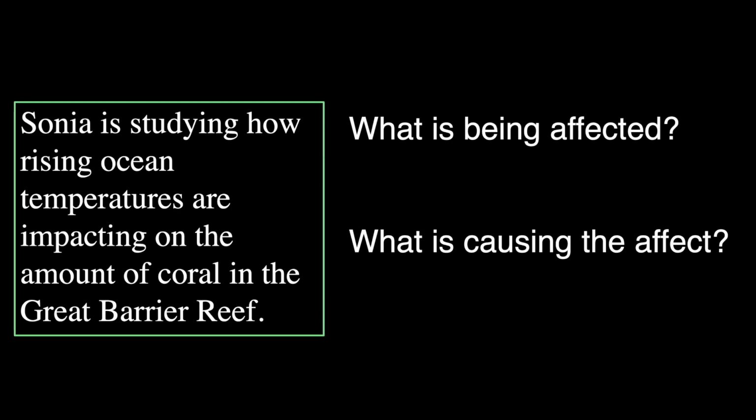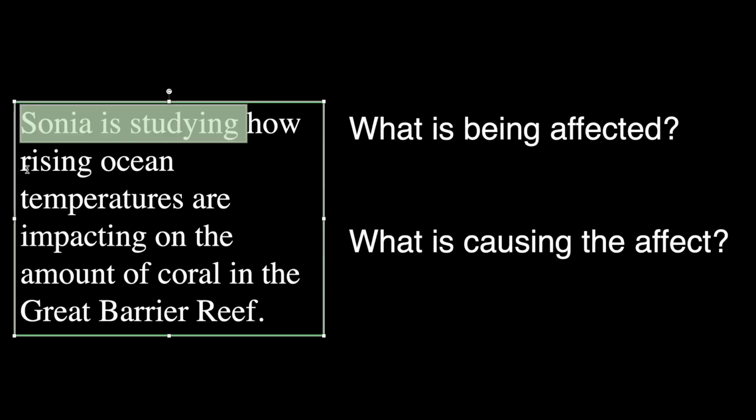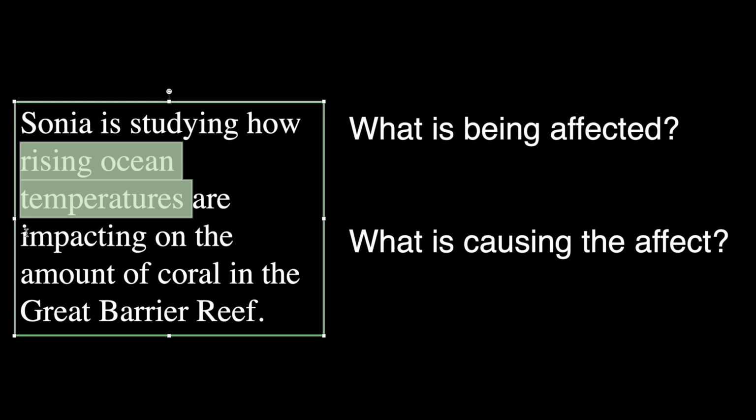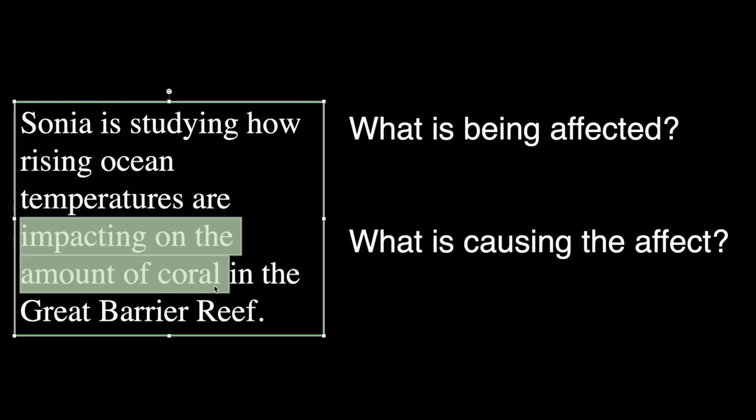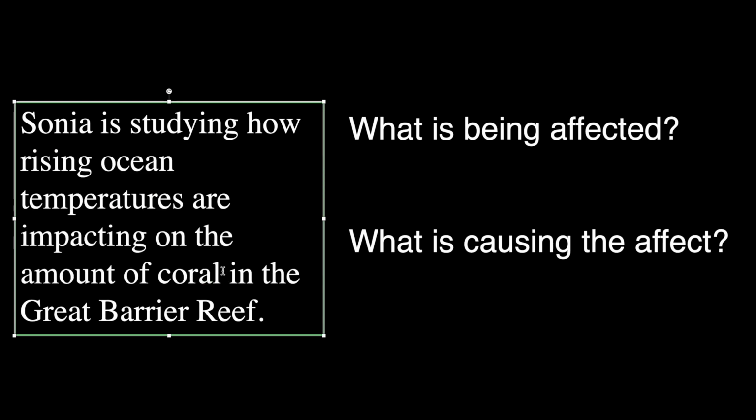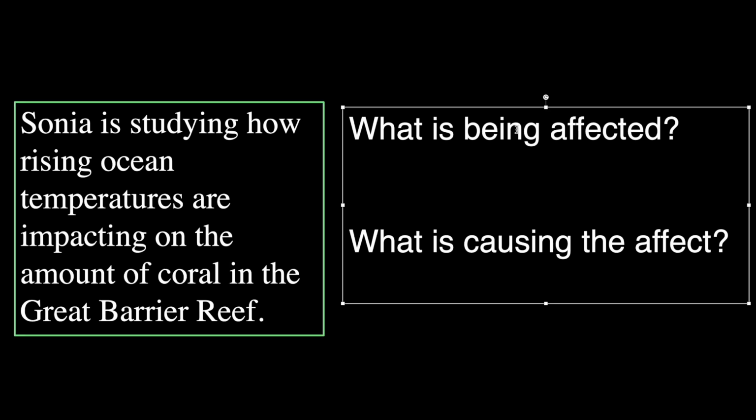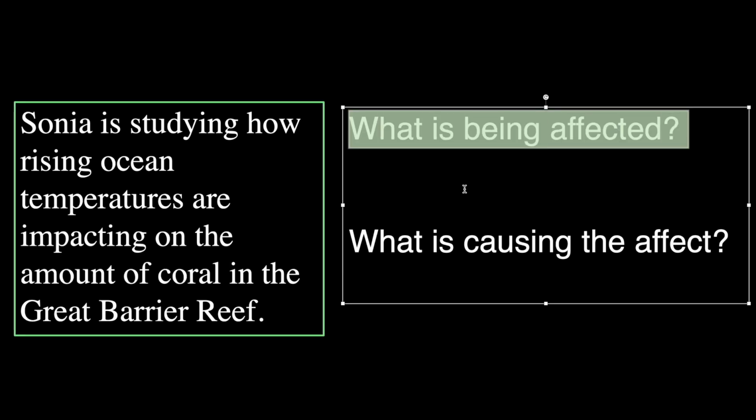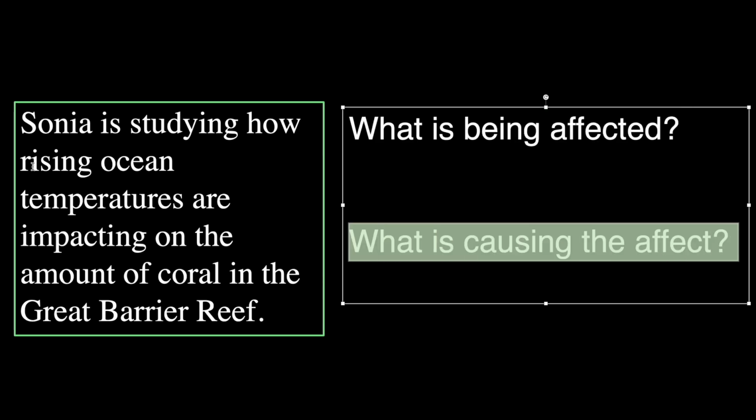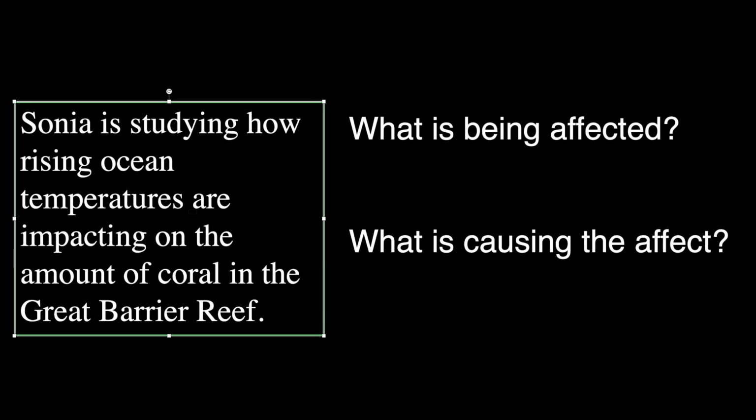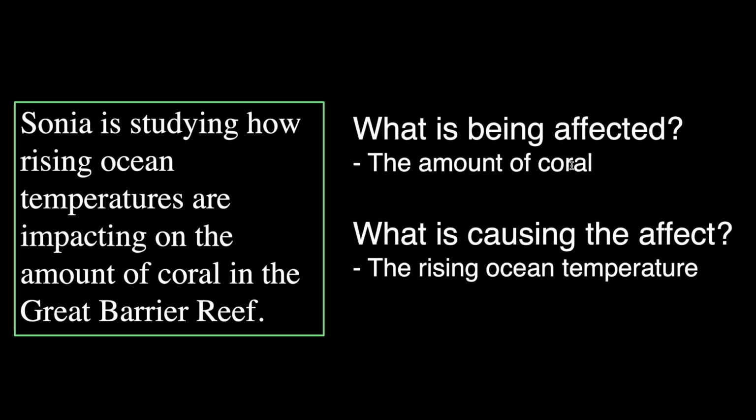So what we have here is Sonia is studying how rising ocean temperatures are impacting the amount of coral. So the amount of coral is what is being affected. What is causing the effect? Rising ocean temperatures. The amount of coral is what is being affected. The rising ocean temperatures is what is causing the effect.